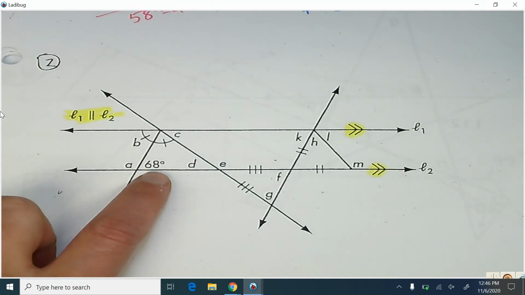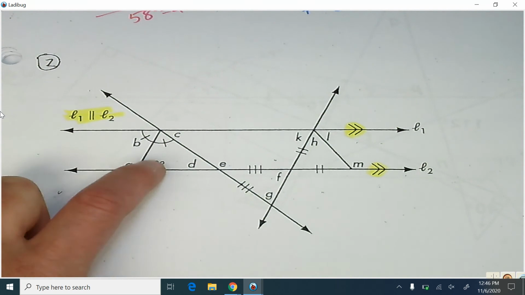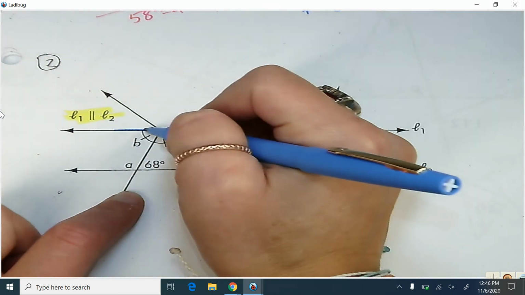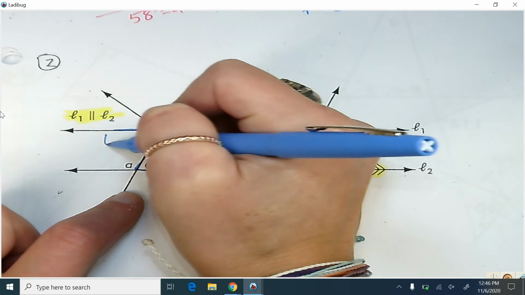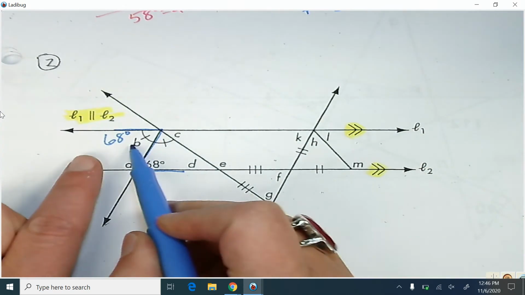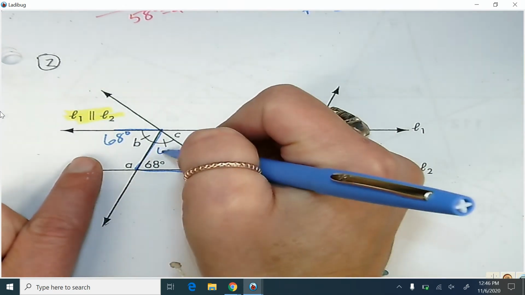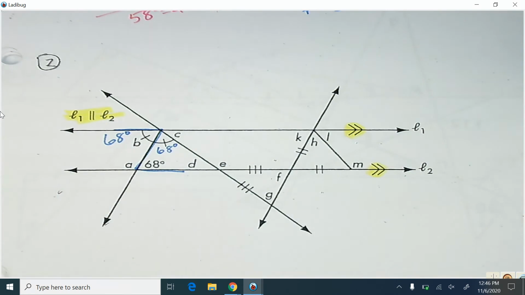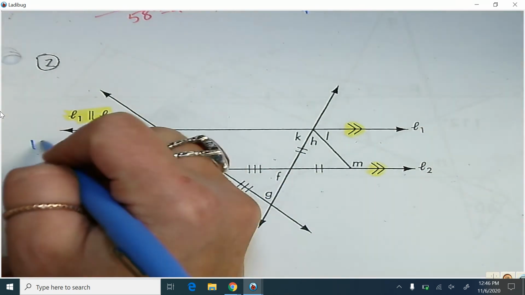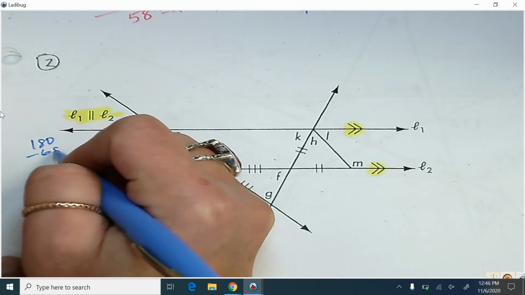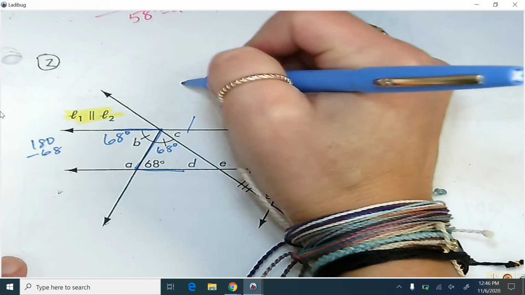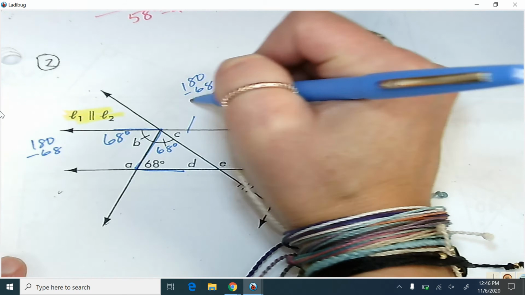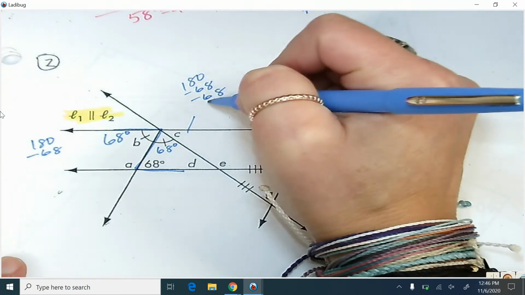So this is 68 degrees. Angle B is alternate interior. They make that Z. So this is also 68 degrees, but these have congruent markings, so this is also 68 degrees. And now you can get a few angles pretty easily. To get angle A, I would do 180 minus 68, and to get angle C, I would do 180 minus 68 minus 68. Go ahead and find A and C.